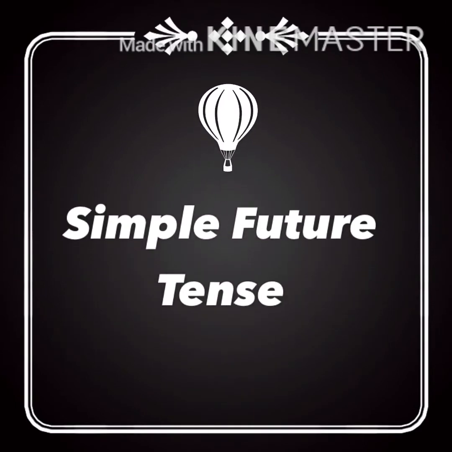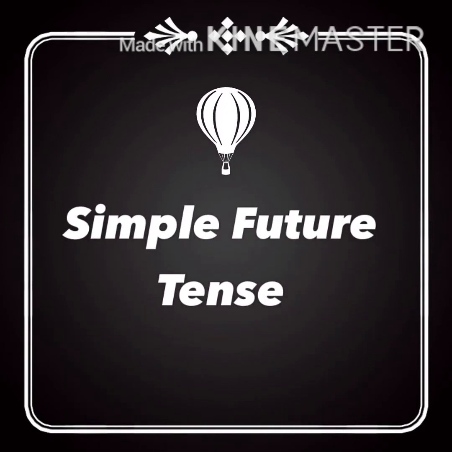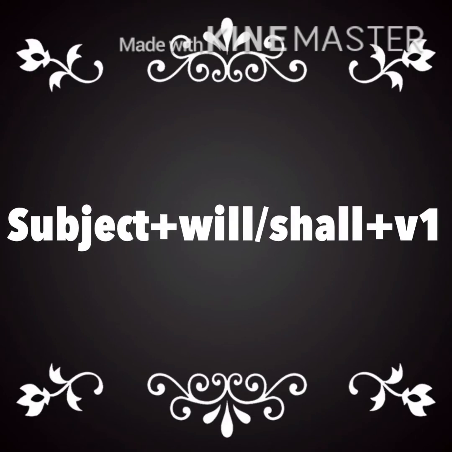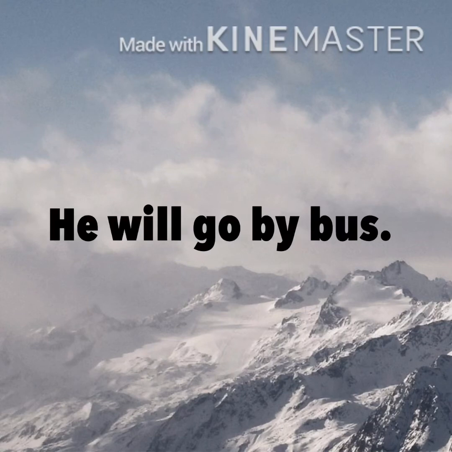The first form of future tense is the simple future tense, which is used when we plan or make a decision to do something. It indicates the action which will occur in the future. The formula is subject plus will or shall plus first form of the verb. For example, he will go by bus.